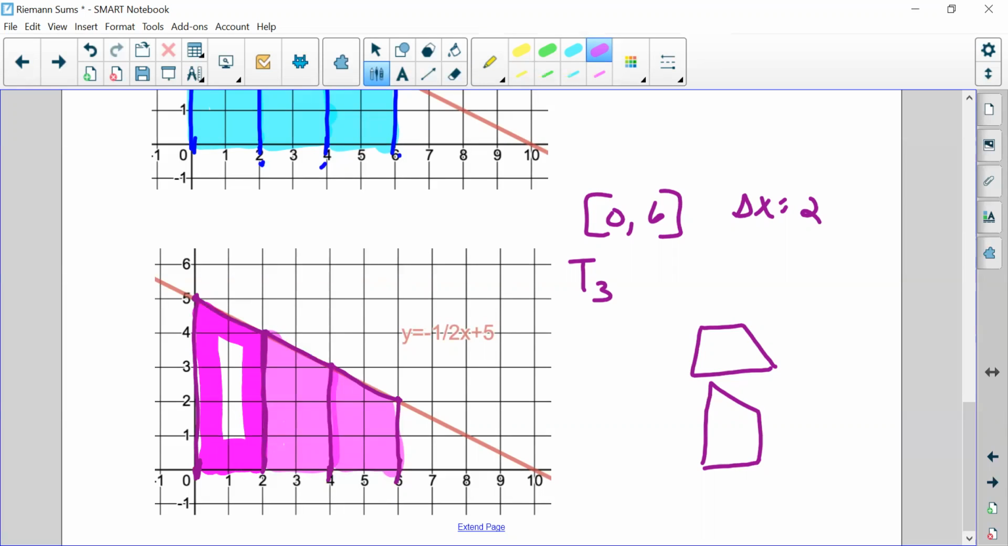So I'm just making trapezoids here. And that would be our estimate. Okay, what kind of estimate would this be in this case? That'd be exact. Again, just because it's a linear equation that we're working with. But that would be our trapezoid method.